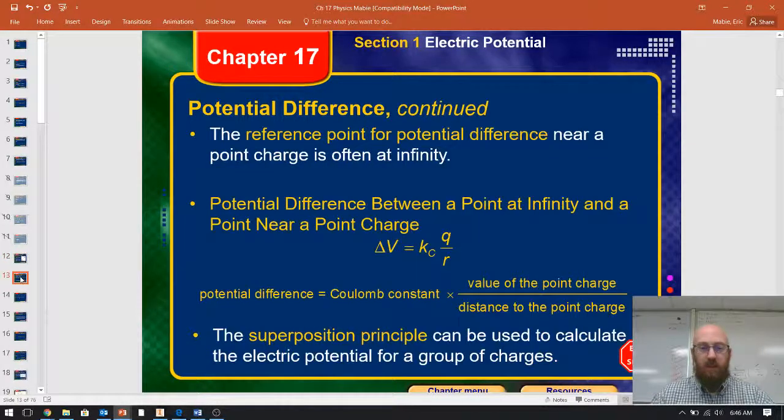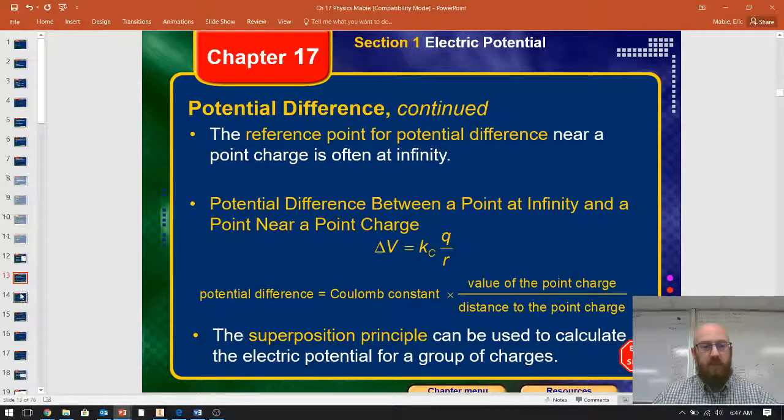Now, I know what you're getting at: how can we calculate that? I'm kidding. You're not saying that, but here it is. To any reference point, you often say we're going to start clear out at infinity, and then you can calculate the potential difference at a point near the charge. So this is what it is saying. You're looking for the potential difference. You still have Coulomb's constant. You'll continue to use that from 16. The value of the charge at that point, and then the distance to the certain point. And again, this is for a near point versus infinity.